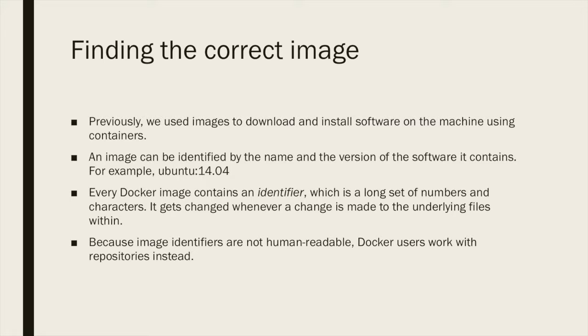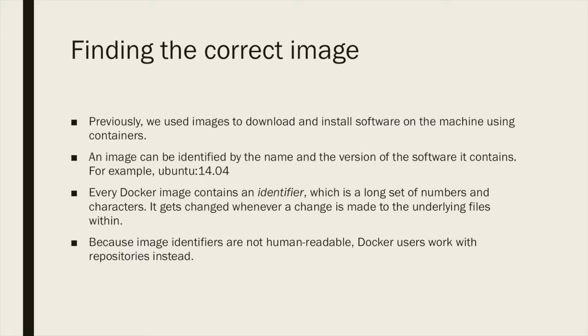Now, let's say you have a project and this project needs a specific image for, let's say, for example, WordPress. We have already worked with WordPress in the previous section. Perhaps you also need a database like MySQL. So how do you identify the specific image that you want? Well, an image can be identified by its name and the version of the software it contains.